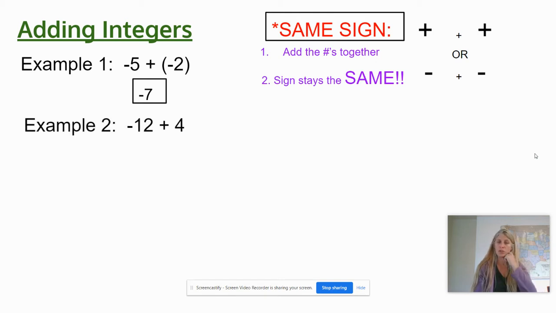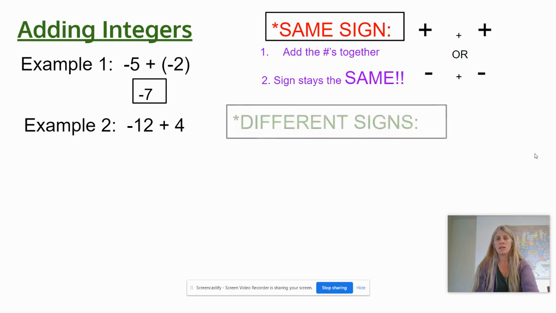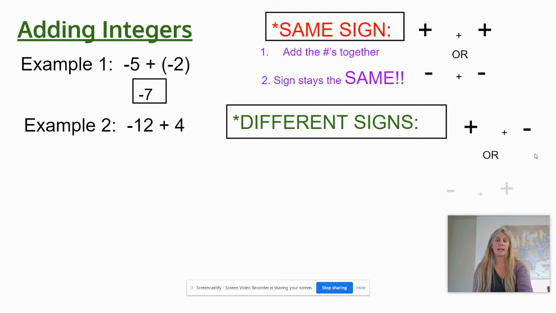For example number 2, we're going to have a different situation. We have -12 plus 4. So in this case, we have different signs. One of yours is positive and one is negative. So we have two different signs. When we have two different signs, a positive plus a negative, or a negative plus a positive, then you ignore the signs once again. We're simply looking at a 12 and a 4 in this specific instance.